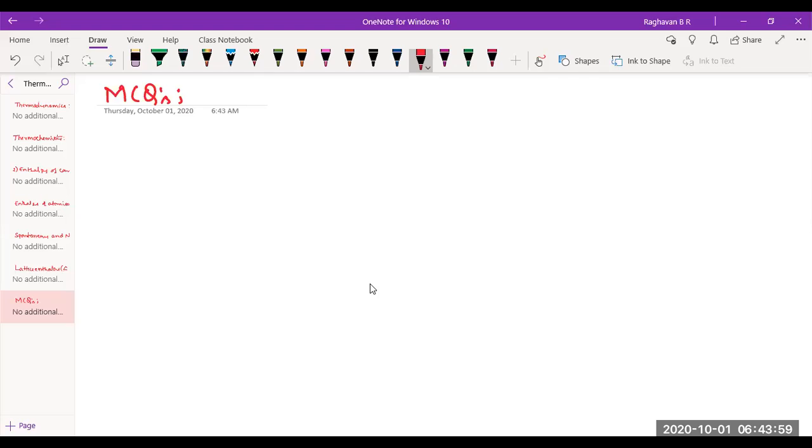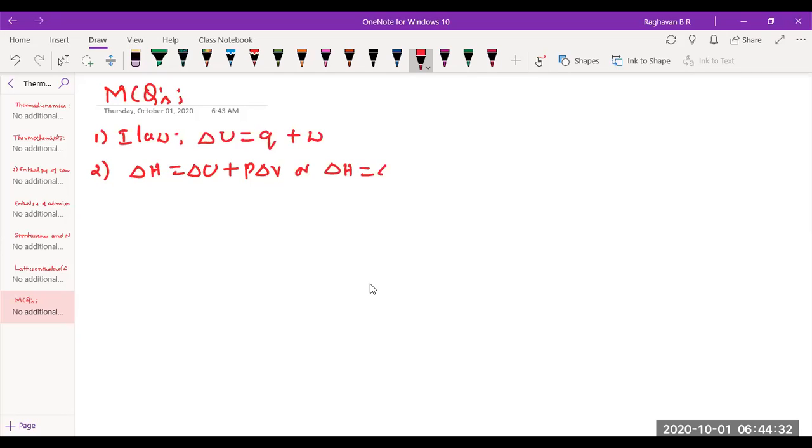See, in thermodynamics, we have work done expressions. Before that, first law. First law, it is delta U is equal to Q plus W. Okay. Then we have relation between delta H and delta U. Delta H is equal to delta U plus P delta V. Or you can also use this equation, delta H is equal to delta U plus RT delta n. Right.